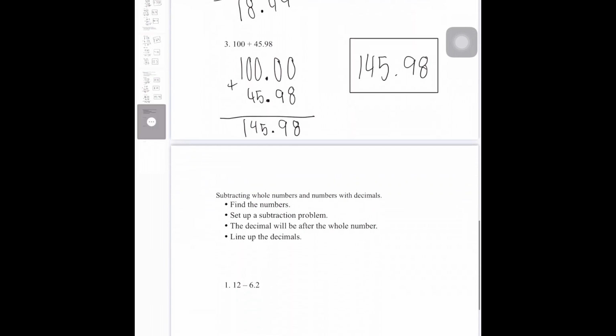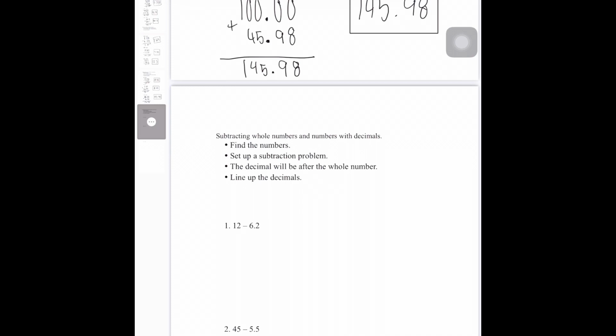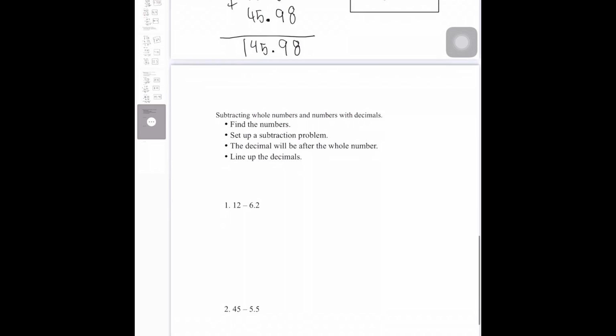Awesome. Now we're going to be subtracting whole numbers and numbers with decimals. We're going to be finding the numbers, setting up a subtraction problem, and then we have to add a decimal again to the whole numbers just so that we can line up the decimals. So let's start here. We have 12, but you have to add a decimal and make sure you have enough zeros so that you are able to line up the 2 numbers. And then we have 6 and 2 tenths.